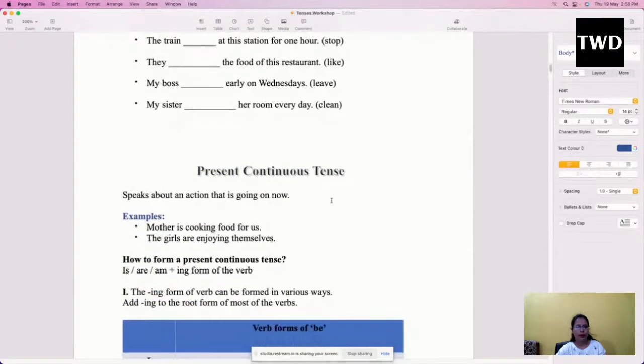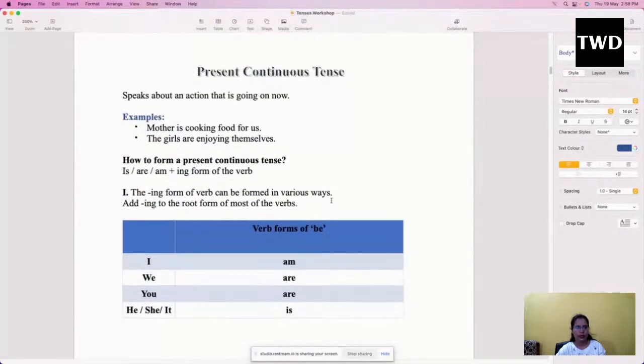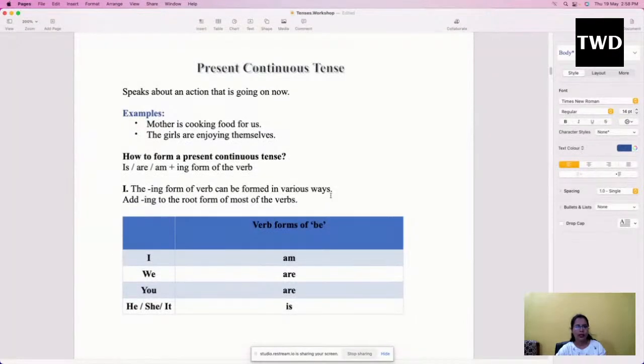Moving towards present continuous tense. Present continuous tense speaks about an action that is going on now. The moment it is continuous, that means the action is going on. The moment it is said continuous, that means your verb will have what? Ing in it. The verb will come with ing.